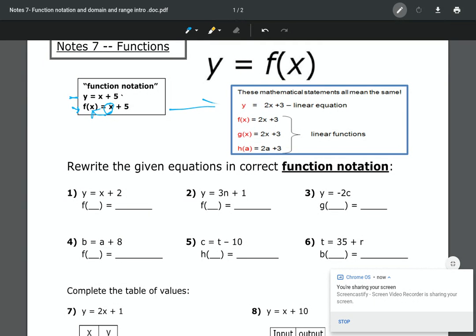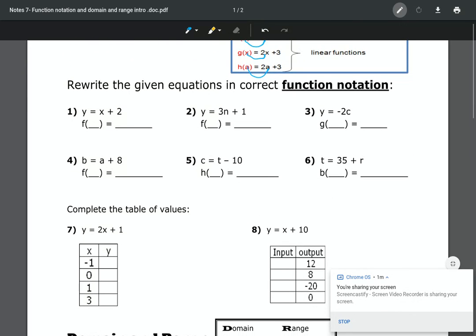And if you look over here, it says these mathematical statements all mean the same thing. So y equals 2x plus 3 is just an equation. For a function, you can start with f of x equals 2x plus 3. You can even start with g of x. The thing is that this variable and that variable should be the same thing. h of a is equal to 2a plus 3. And that's pretty much it.